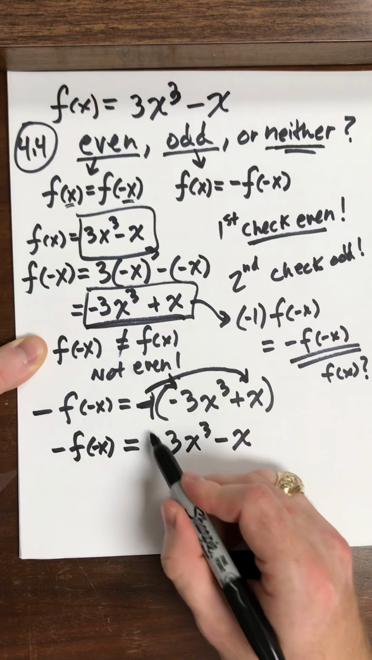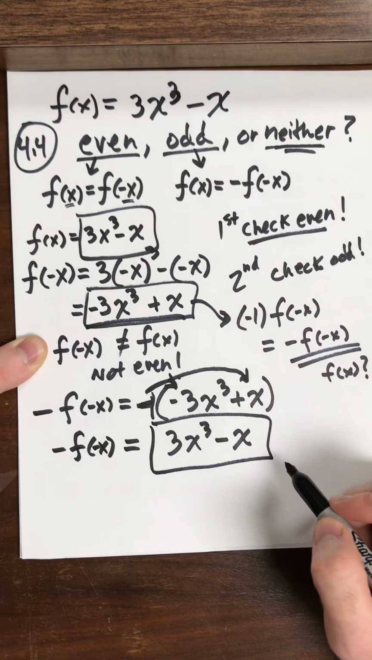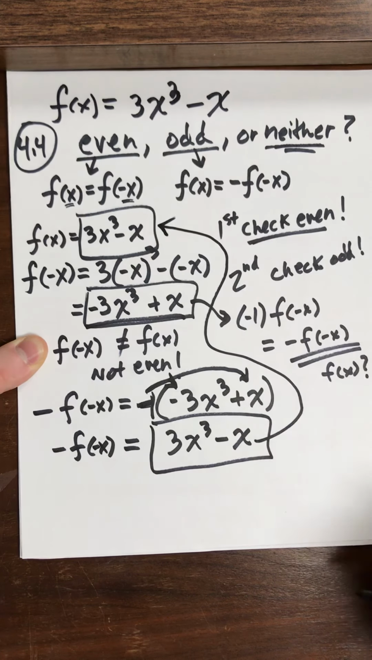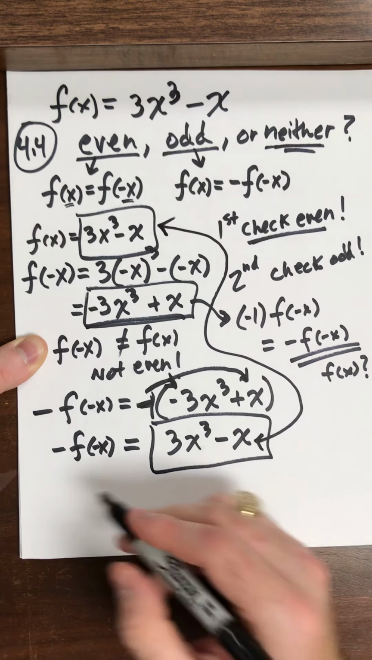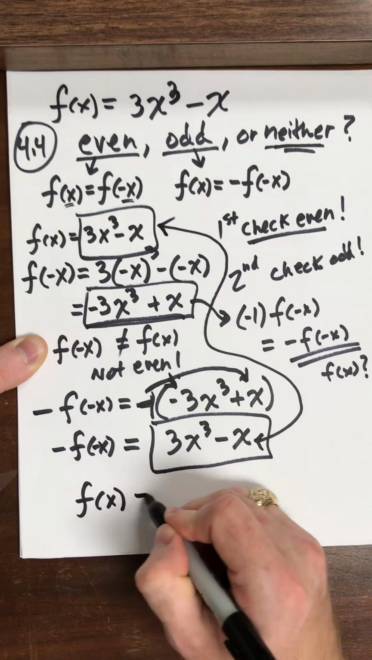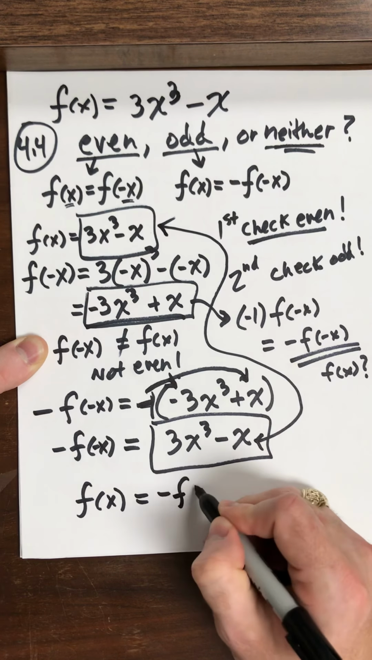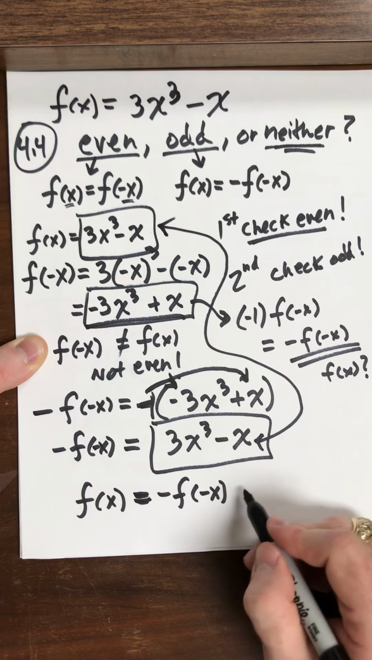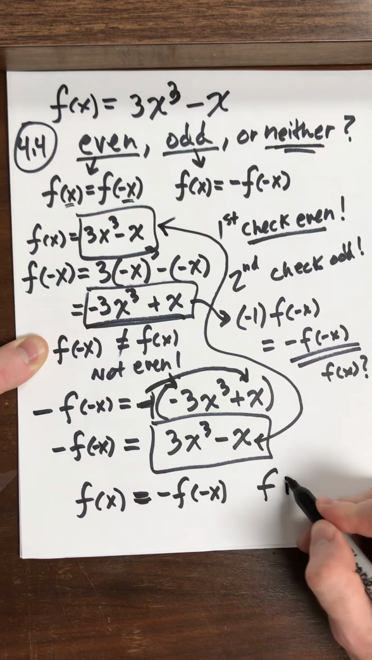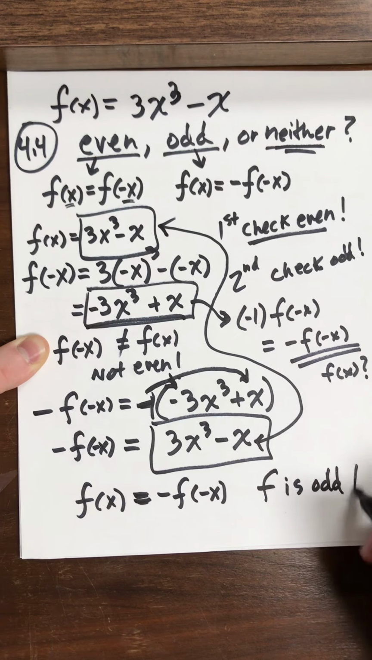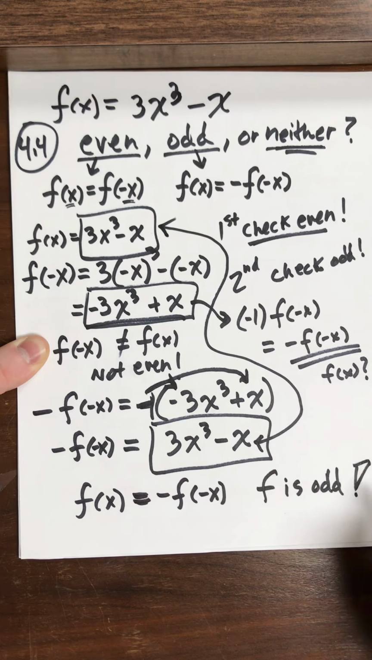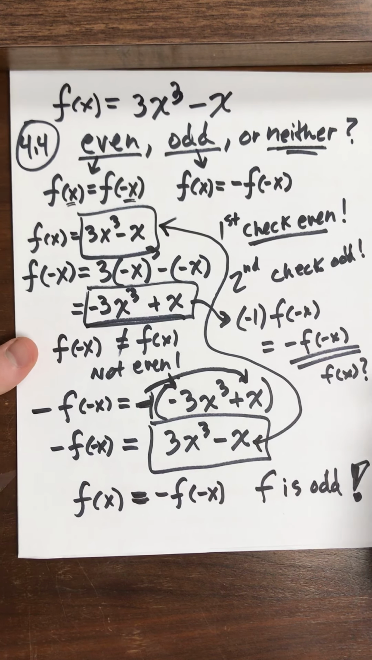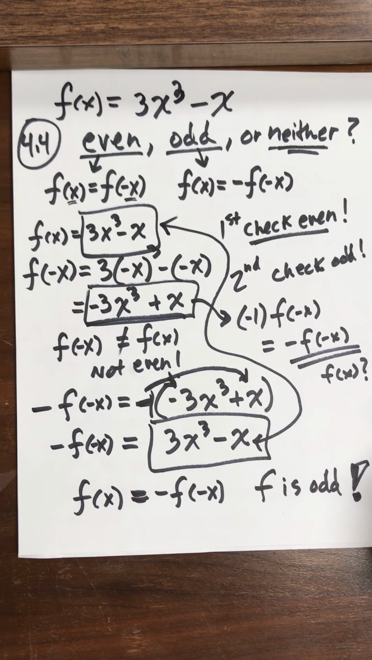Now, when I look at my original function, what was my original function? Right there. What do we see? These two things, f of x is equal to negative f of negative x. So if this is the case, what do we know? F is odd. Okay? So f right here is odd. So I'm done. All right, if it's odd, it can't be even. And if it's even, it couldn't be odd.